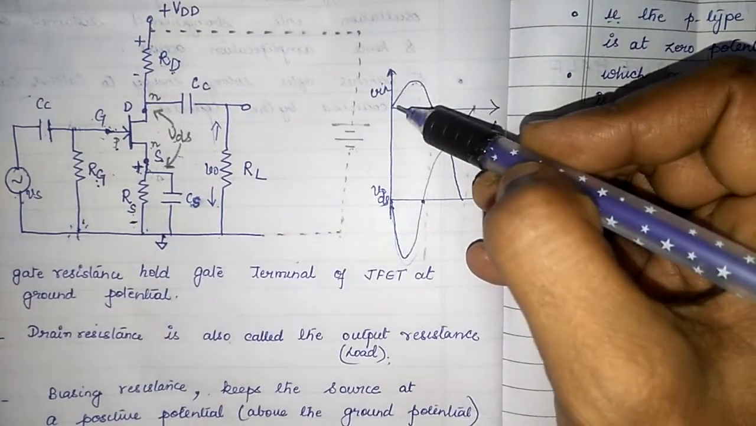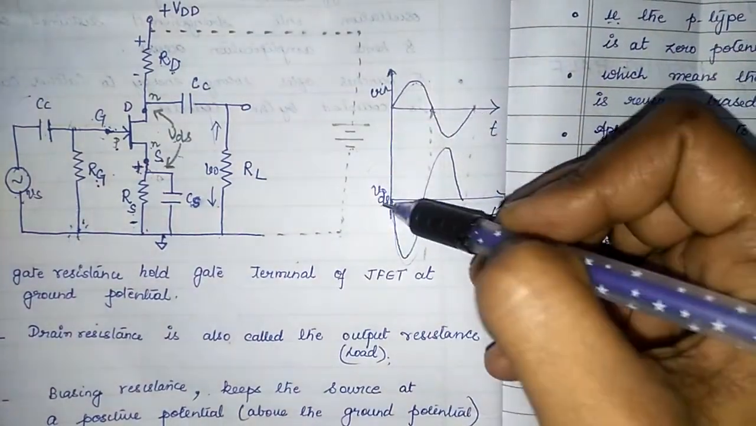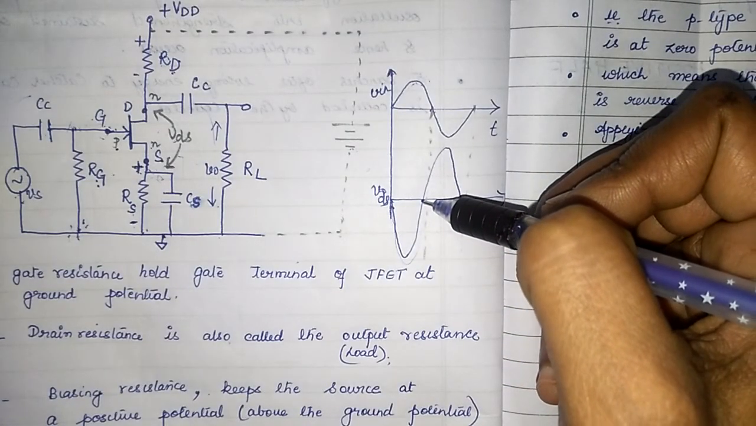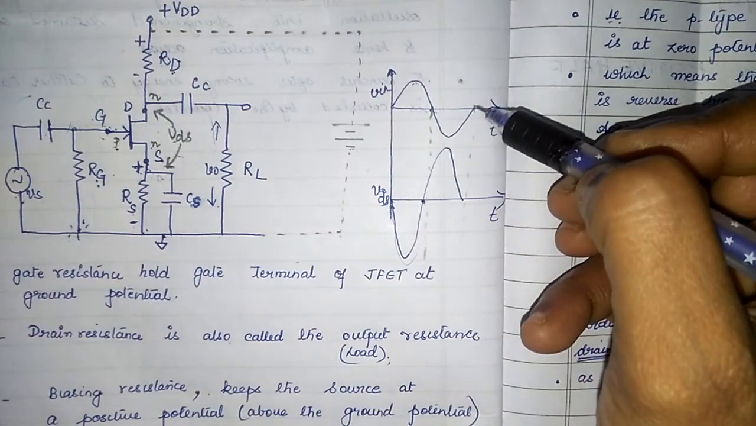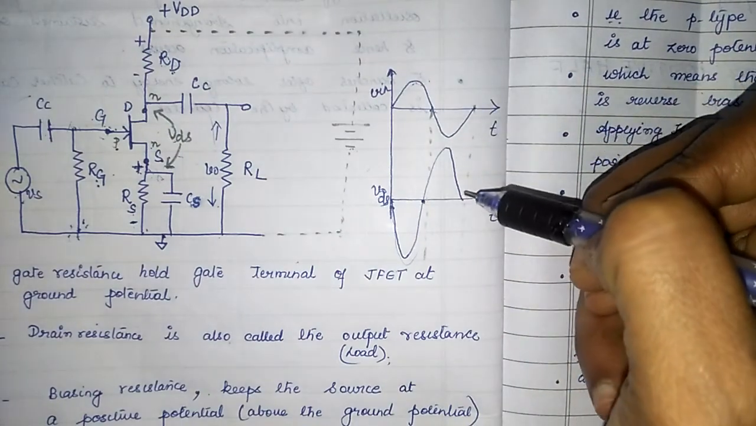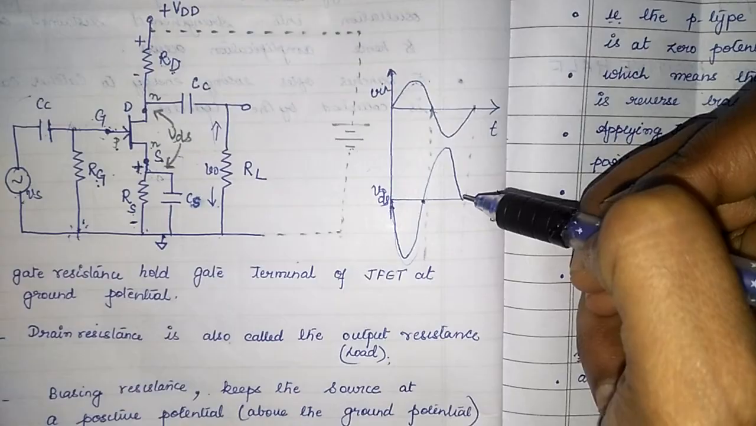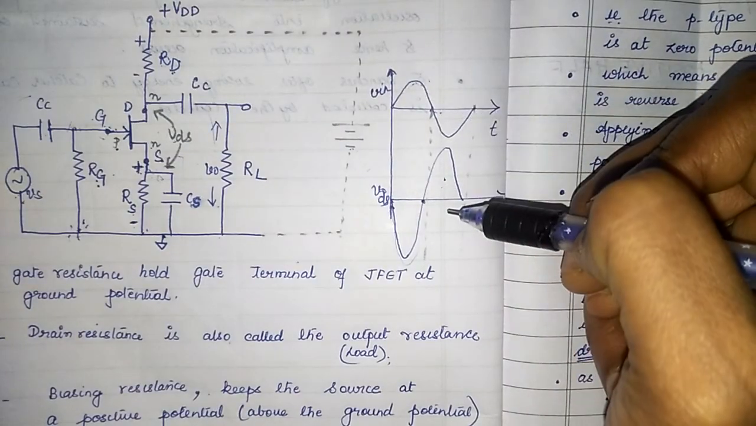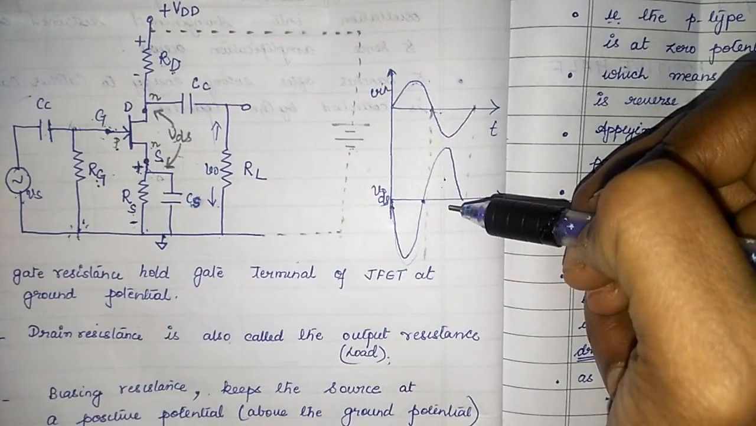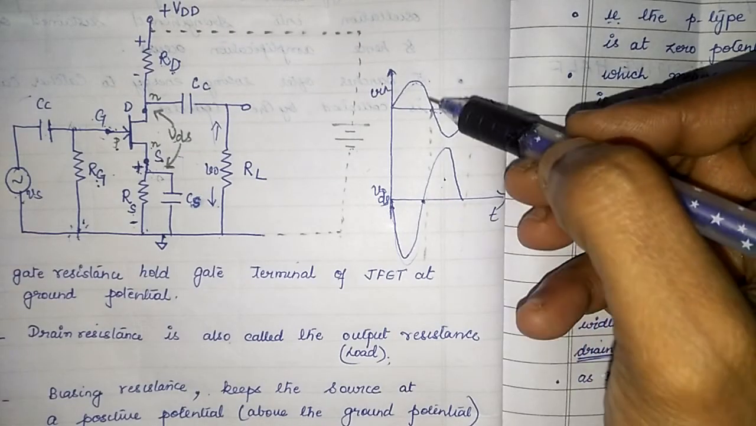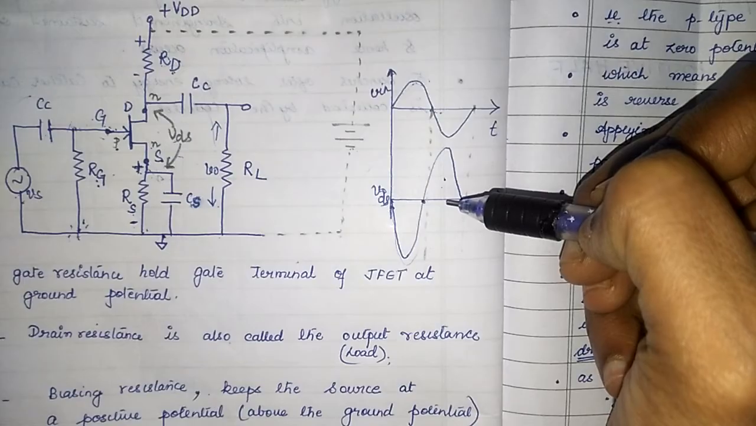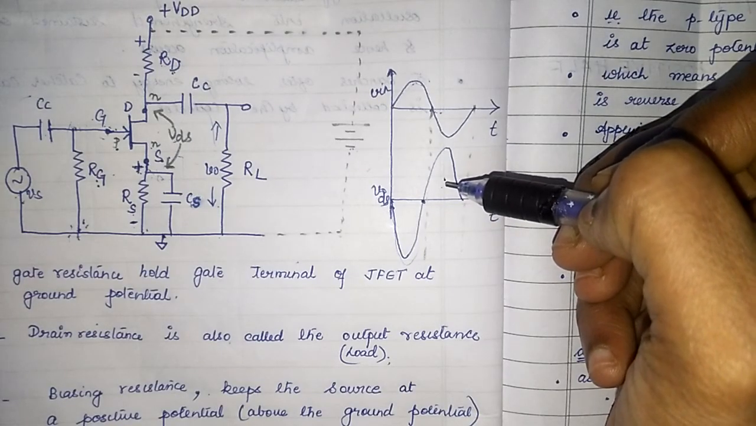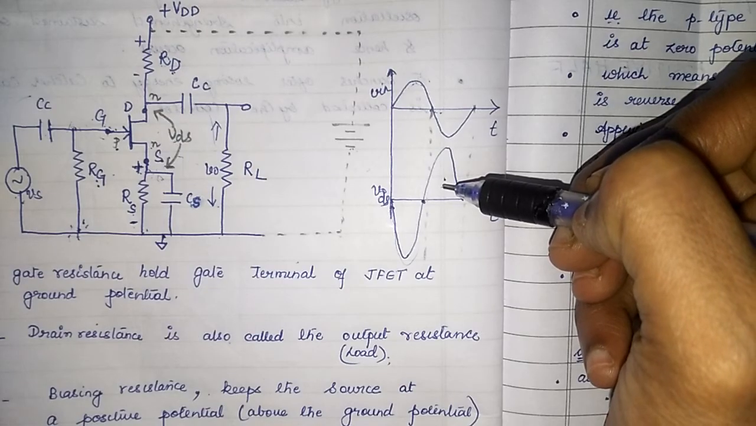So we understand that for a positive half of the input, we are getting a negative amplified half at the output, and during the negative half of the input, we are getting an amplified positive half of output. So what does it mean? That the output and the input are out of phase with each other by 180 degrees, like a CE amplifier, and because of this 180 degree phase difference, we call this amplifier an inverting amplifier.